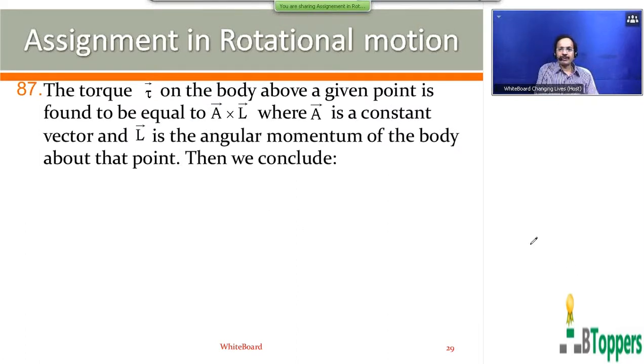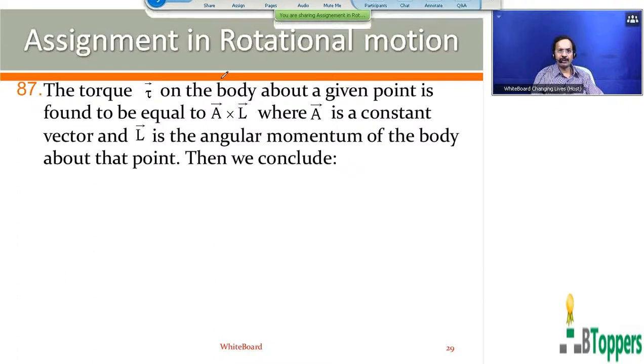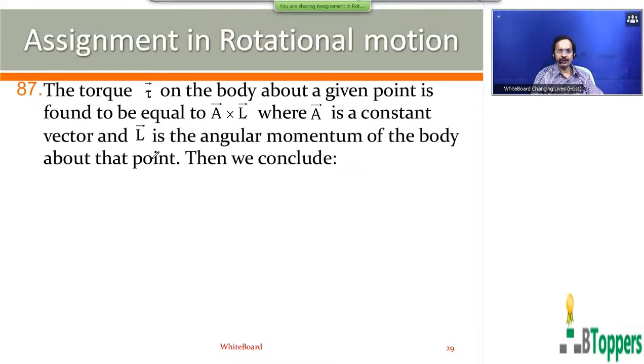So look at the next question, question number 87 on the screen. So again I read out the question number 87. The torque tau bar on the body about a given point is found to be equal to A bar plus L bar, where A bar is a constant vector and L bar is the angular momentum of the body about that point.